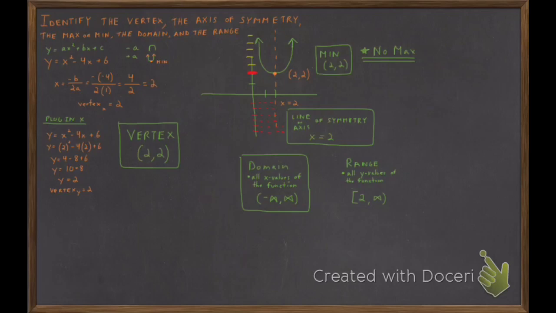So our range is 2 to positive infinity. And remember, we are including that 2. And that's how you find the vertex, the axis of symmetry, the max or the min, the domain, and the range of a quadratic function.